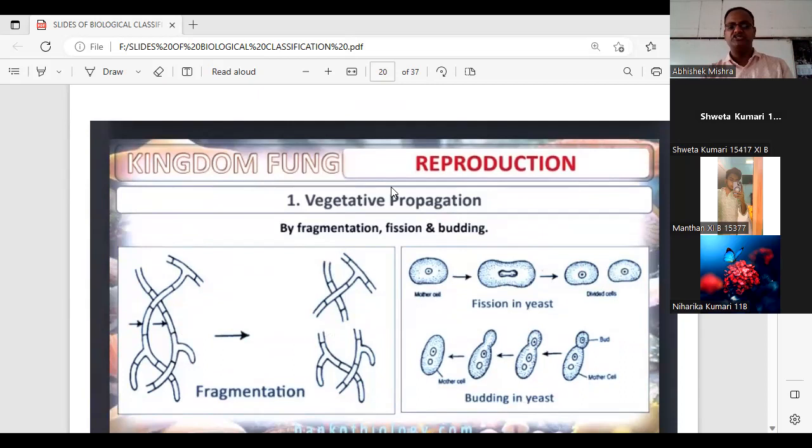Once again, in fragmentation, we can see the filaments break and form new filaments. In fission, first the nucleus divides. The division of the nucleus is called karyokinesis, and then the division of the cytoplasm, that is cytokinesis. In budding, in yeast, the bud develops as an outgrowth from the main body and later on grows into a new organism.